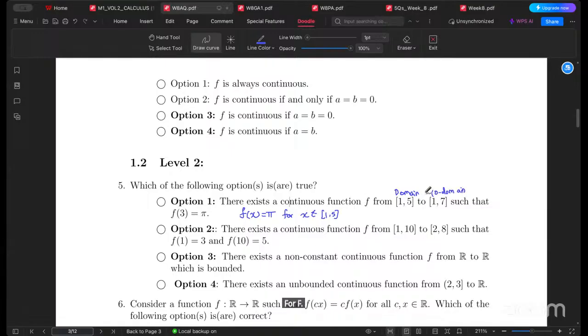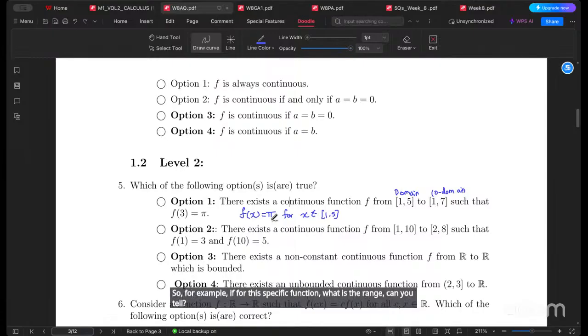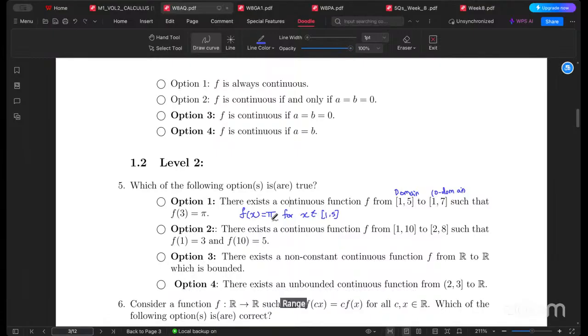Isn't that the range? Range is different from codomain. Range is a subset of codomain, right? So for this specific function, what is the range? Can you tell? Range of f is pi. Okay, pi is the range, and what is the value of pi? Approximately 3.14. And you see that the value lies inside the codomain, between 1 to 7, right? So pi belongs to this interval.